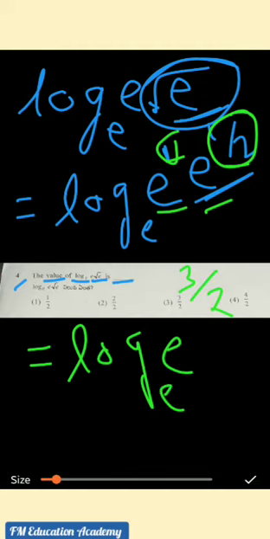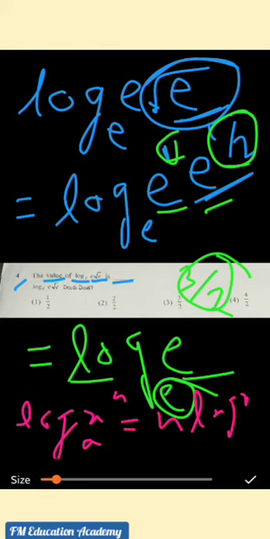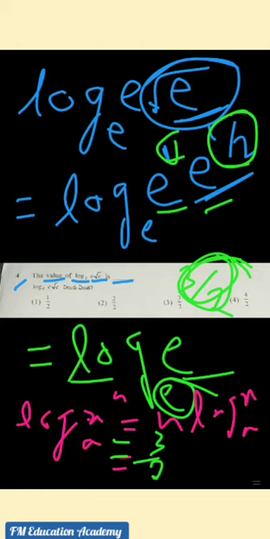So now it is of the form of log x power n to the base a. Okay, what is the formula for log x power n to the base a? It is n log x to the base a. So if you compare, here n is 3 by 2 and x is e and a is e. So this is equal to n log x to the base a, so n will come beside: 3 by 2 log e to the base e.